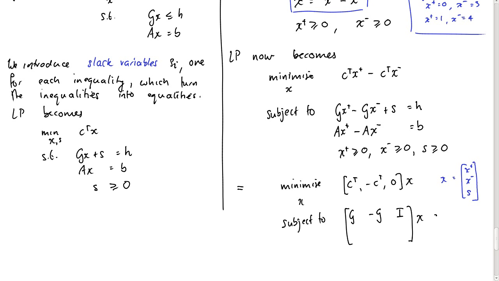Equals, well, we're going to have h for that bit. Then we've got the Ax equals b one, so we're going to have A, negative A, and no s's, times x equals b. And x is greater than or equal to 0. Okay, so that is our linear program in standard form.